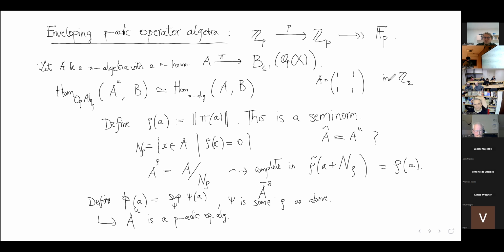Beginning this question: the spectrum of an element is non-empty. I think it's also compact. So these are all ancient results of Berkovich.